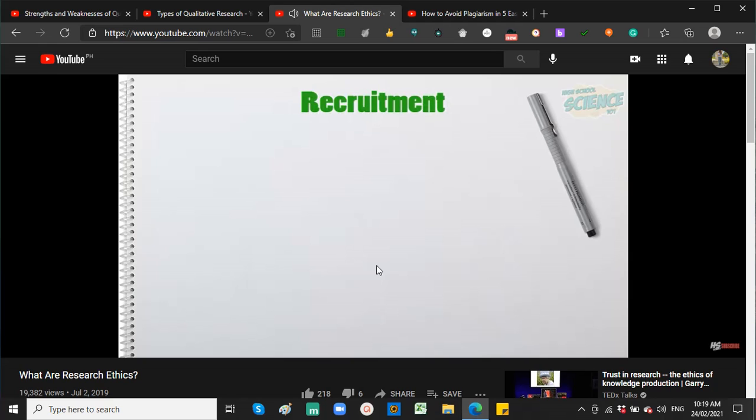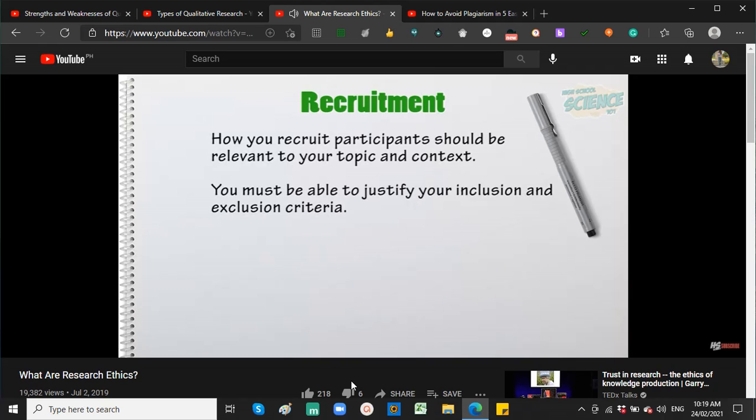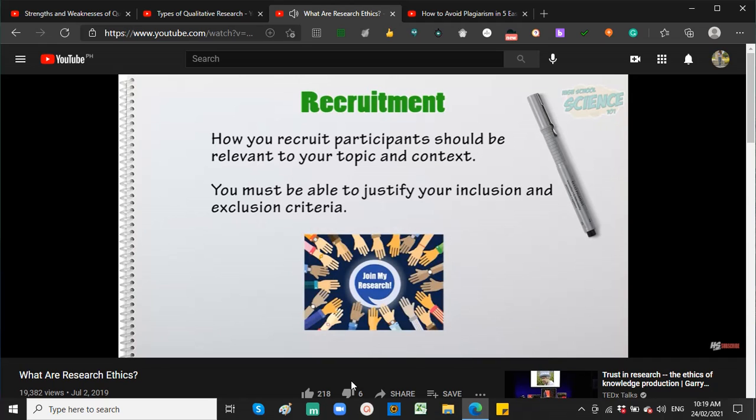How you'll recruit the people to be involved in your study is an important decision, and you might even use more than one strategy in your project. Your method of recruitment should be relevant to your topic and context, and you must be able to justify why you've chosen to include or exclude certain people or groups of people from being involved in your study. You need to also consider whether your recruitment strategy interferes with your consent process. In other words, does your method of recruiting people interfere with their ability to voluntarily participate in your study?